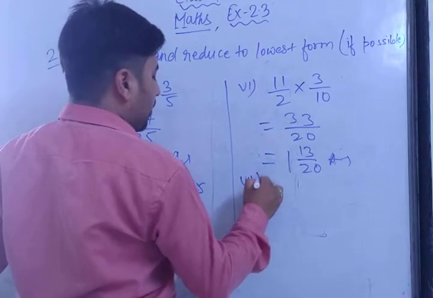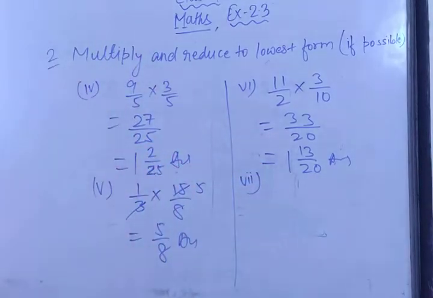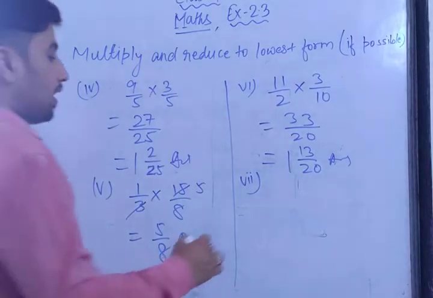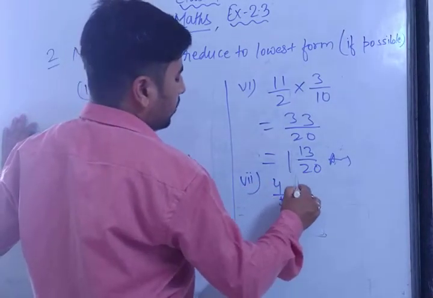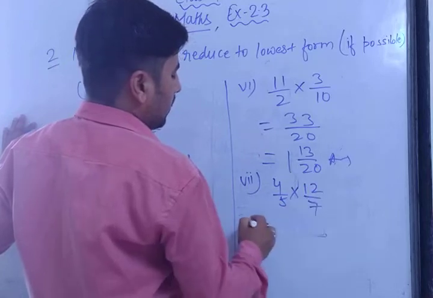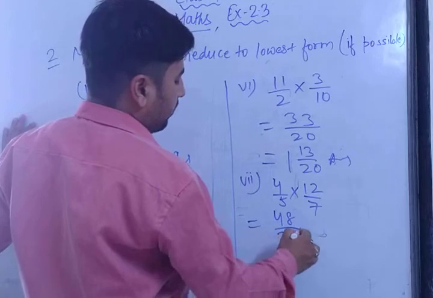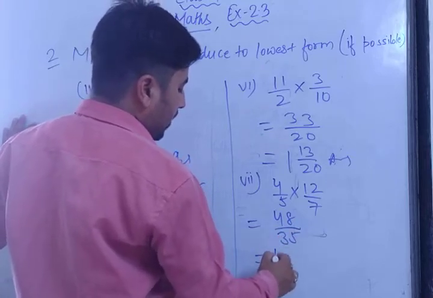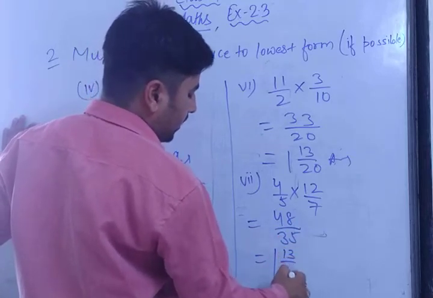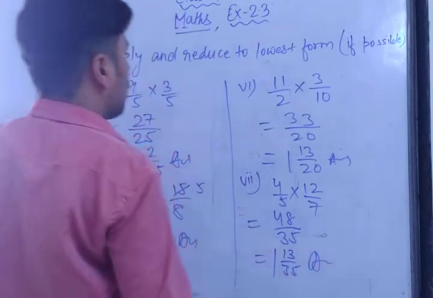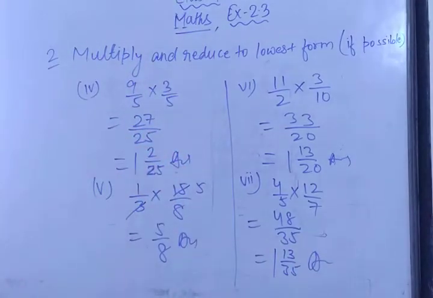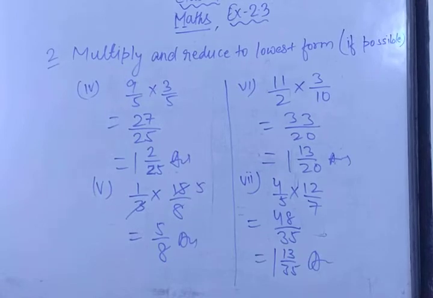Now the last question of the second one, it is 4 by 5 into 12 by 7. 4 by 5 into 12 by 7. Nothing reducible. 12 4s are 48, 7 5s are 35. If you want to convert, then 35 and 35, 30. So these are our answers of question number 2, exercise 2.3. If you are having doubt related to this question, then please drop your doubt into the comment box section, right? Got it, everyone?